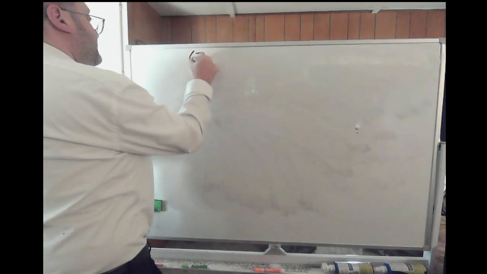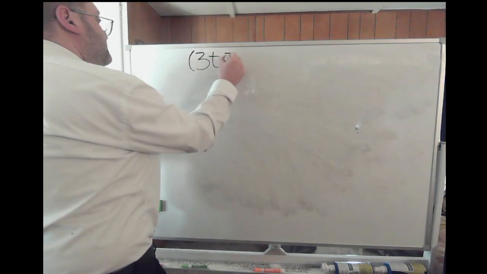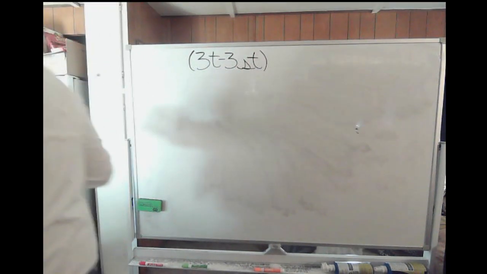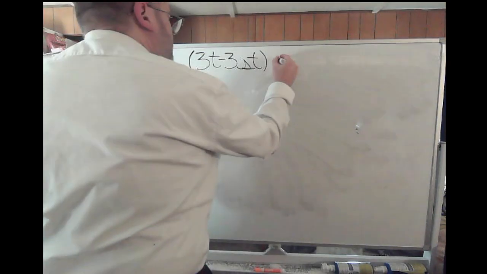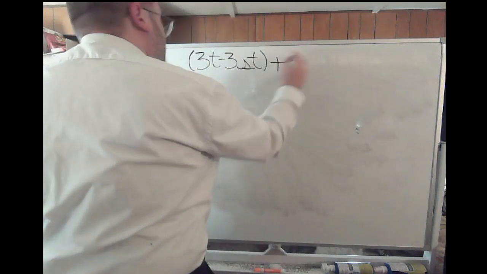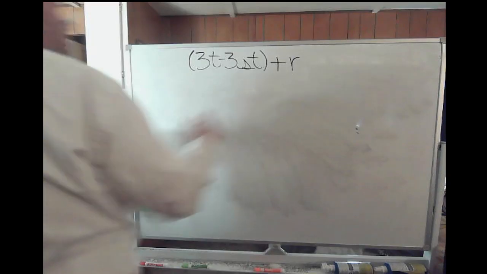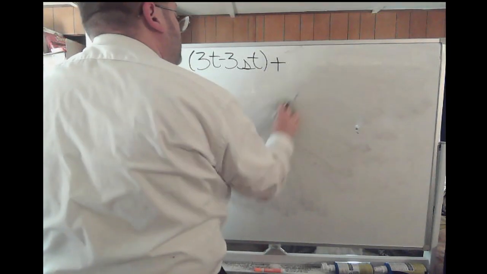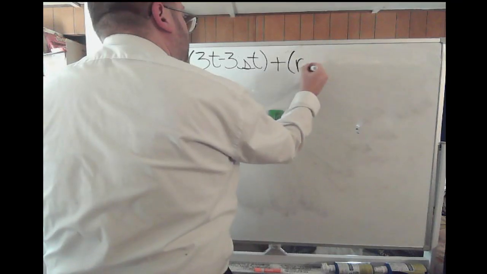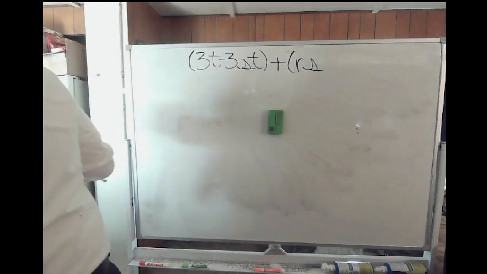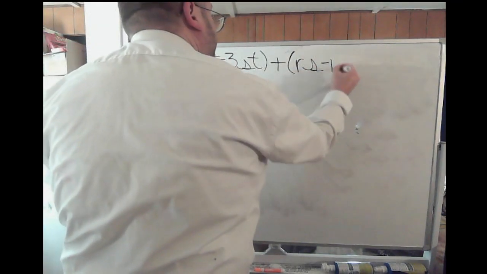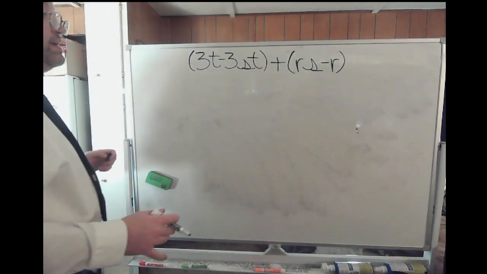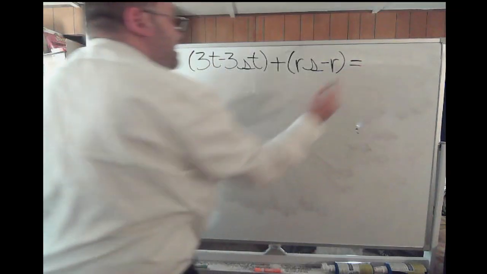We have 3t minus 3st, that quantity, plus r. Actually, let's rewrite that a little bit: the quantity of rs minus r. Right away, nothing jumps out at you, right? Nothing jumps out at you as having common factors.